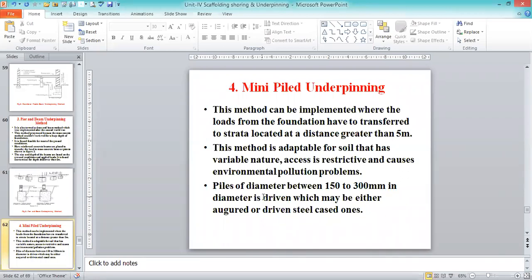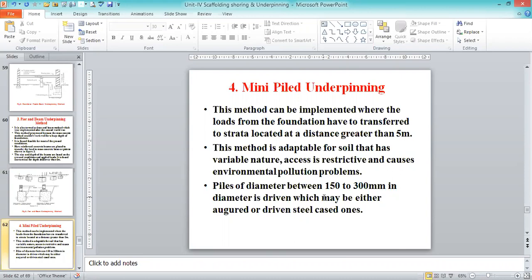The piers or the piles, mini piles, we are going to create, to go for the enhancement of the foundation treatment. This method is adaptable for soil that has variable nature, meaning from strata to strata the soil properties are going to change. In some cases, if you go for 5 meters, 7 meters, or 10 meters also, the soil property is not going to change. There will be uniform soil property.